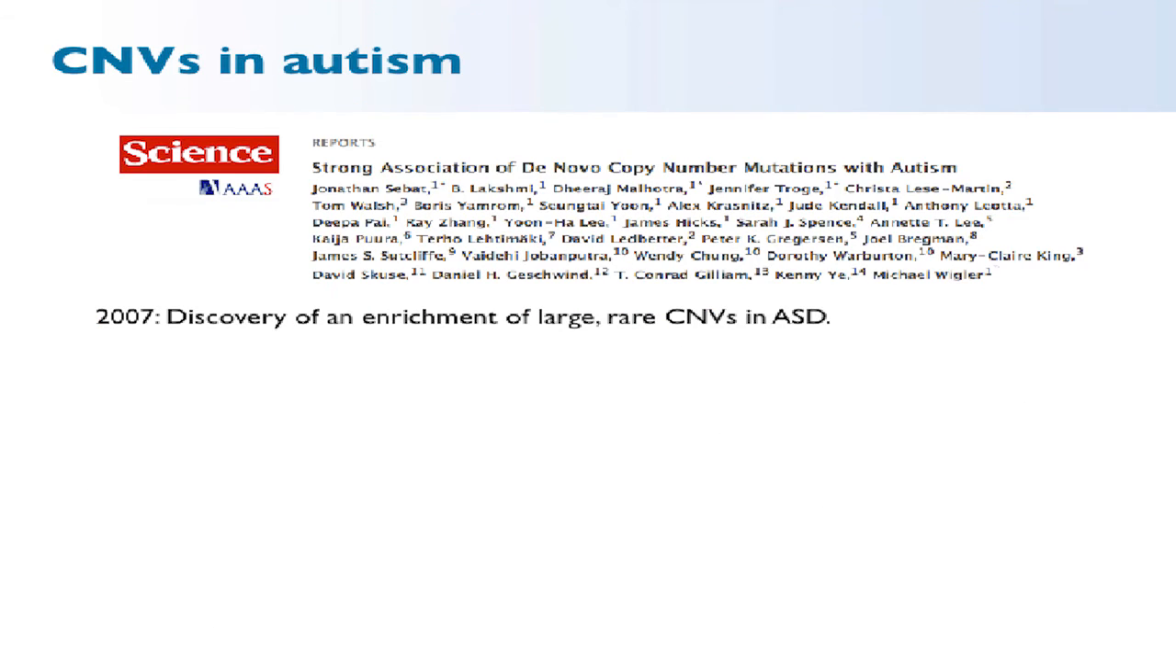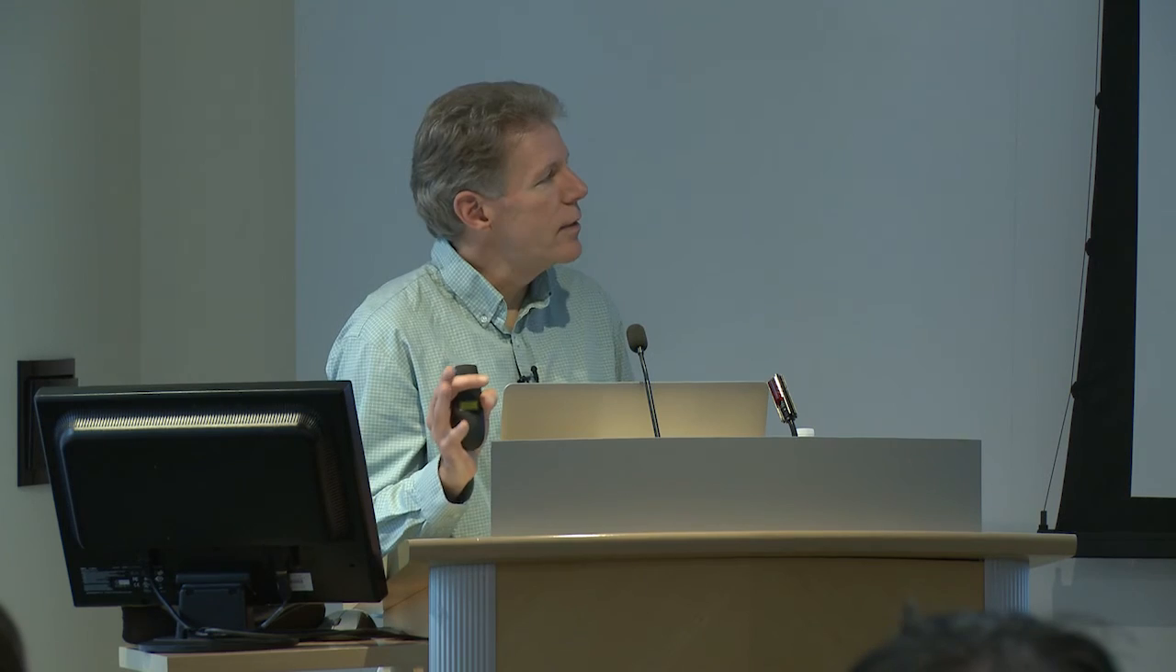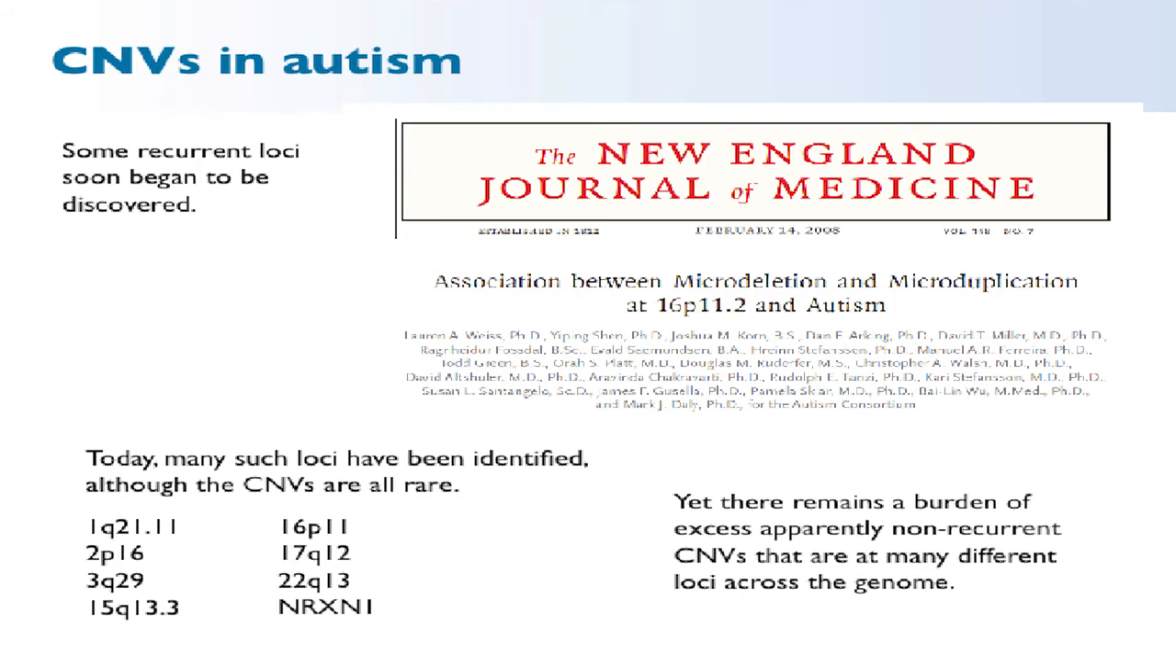Another really striking result came out around 2007 when Jonathan Sebat and colleagues reported that there was this enrichment of large rare CNVs in autism. It was not so much specific CNVs, but just that cases with autism seemed to have a higher burden of large CNVs in general, even though they were all over the genome. And so people began to study this, and there became this effort of trying to take all the large CNVs across many cases and ask, did they ever happen at the same locus?